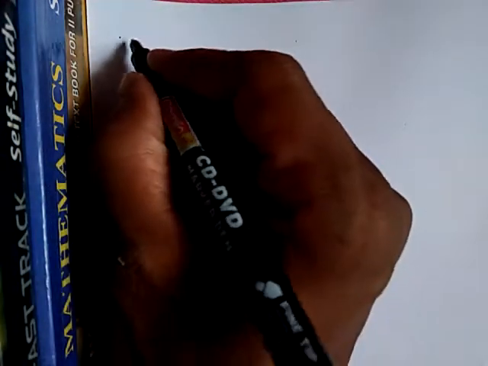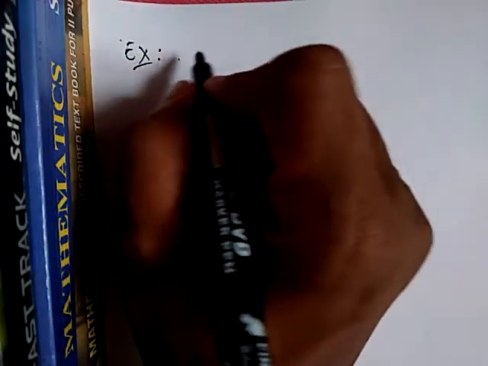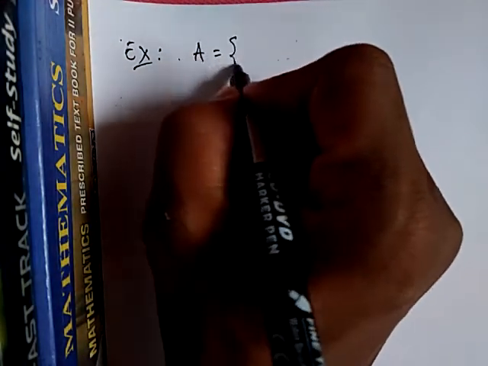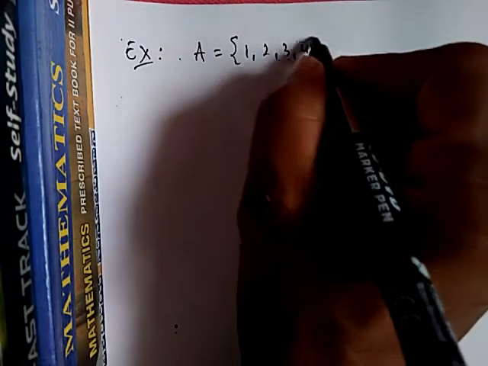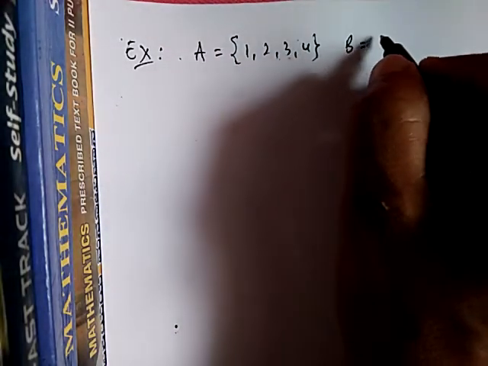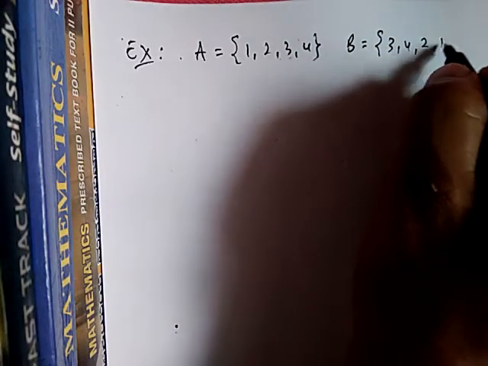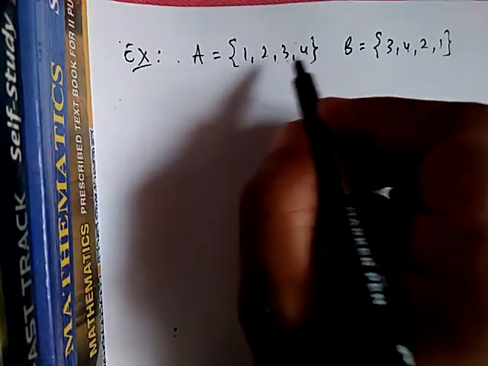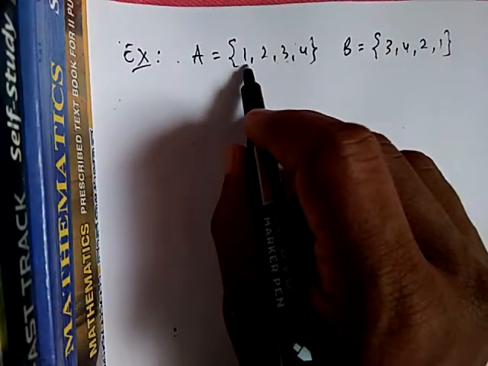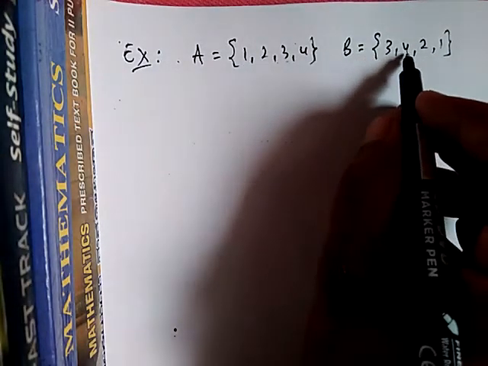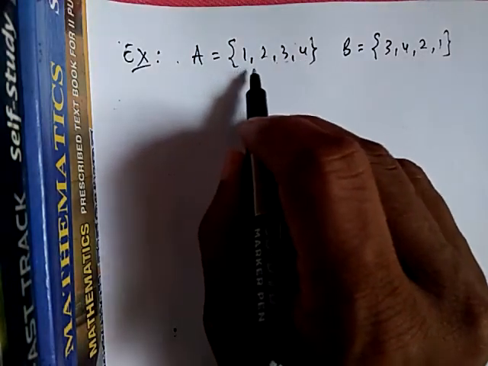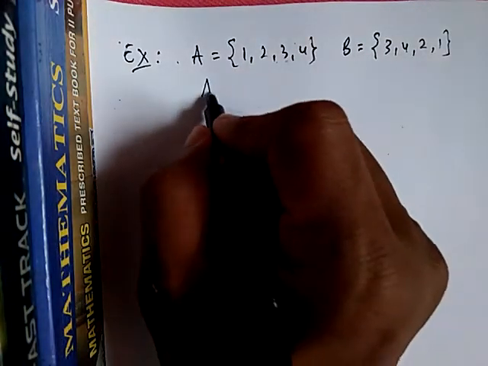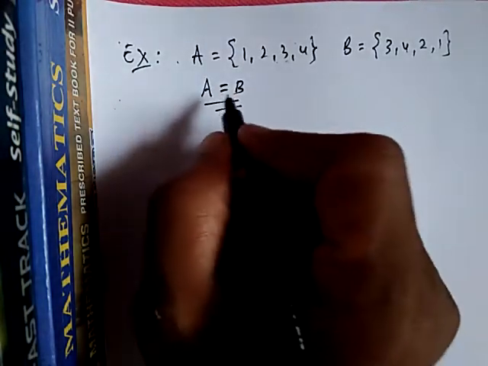For example, A is equal to {1, 2, 3, 4} and B is equal to {3, 4, 2, 1}. See here, how many elements are there? 4 elements. 1 belongs to A means 1 belongs to B. 4 belongs to B means 4 belongs to A also. So the same elements are present, so you can say that A and B are equal sets, A is equal to B.